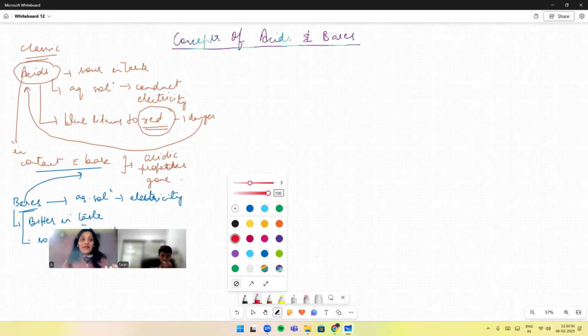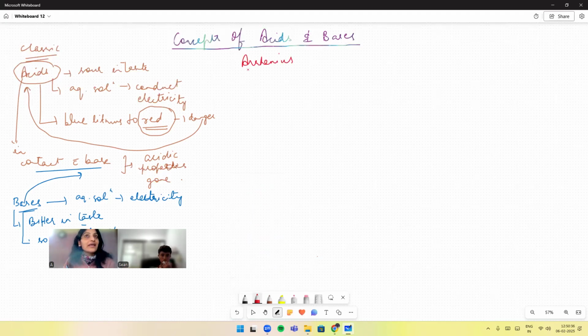The next concept which came on the scene was the Arrhenius concept. He gave us a very sound concept of acids and bases. Arrhenius gave us a theory of ionization. First of all, just listen to what he did before he gave us the concept.